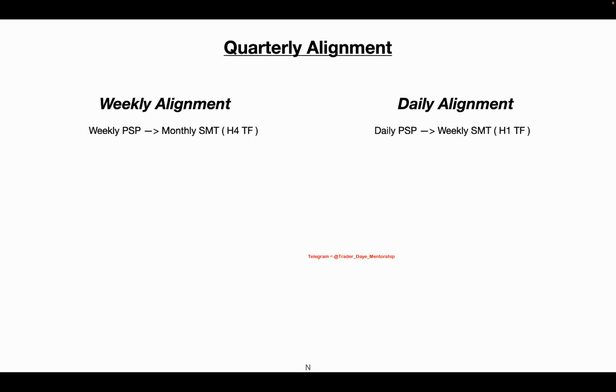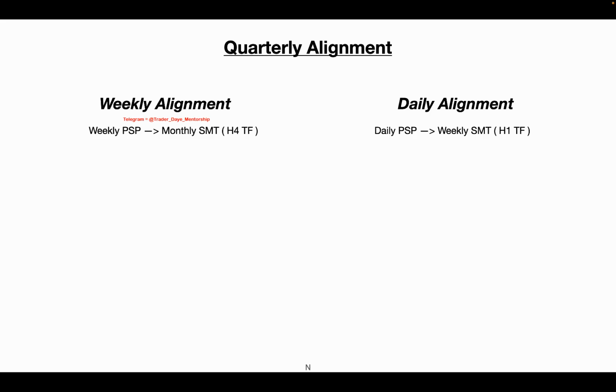Now, quarterly alignment. If you have a weekly PSP on the weekly time frame, then on candle number 3, you want to see a monthly SMT on candle number 2 on the 4-hour time frame. That is basically basic quarterly theory alignment. Same goes for the daily time frame. If you have a daily time frame PSP, then you want to see a weekly SMT with candle number 2 and candle number 3, gauging the hourly time frame for the setup.